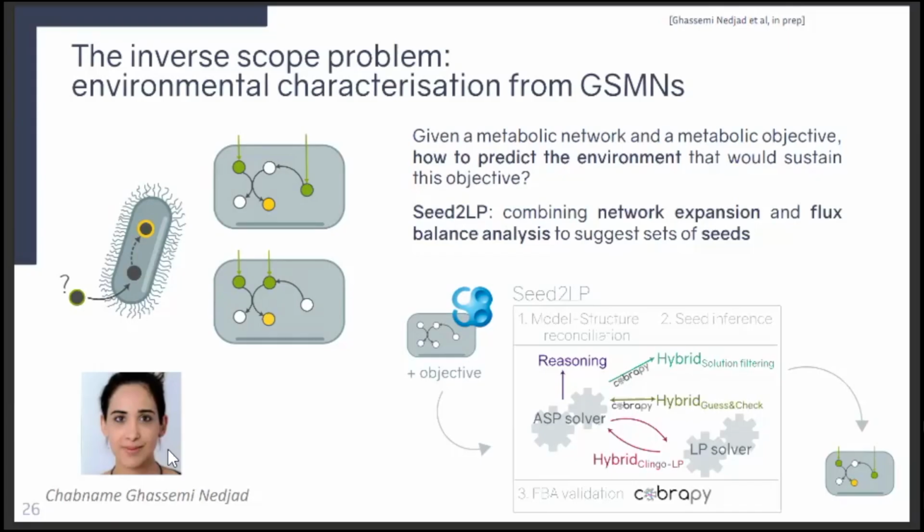So the particularity here is that it is based on the reasoning approach that I described, but we are very well aware that people are not very familiar with this, and people like flux balance analysis. So what we did is a hybrid problem, ensuring that we combine what is great with ASP, so the scalability, the way we model the problem, and what is great with flux analysis, that is the precision.